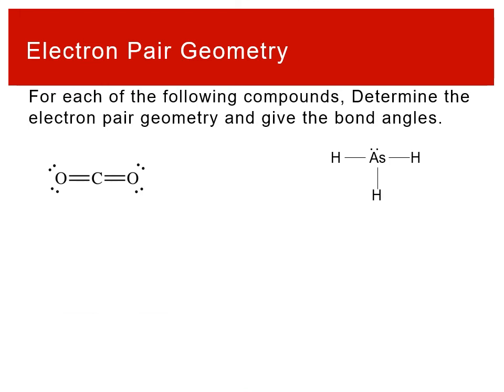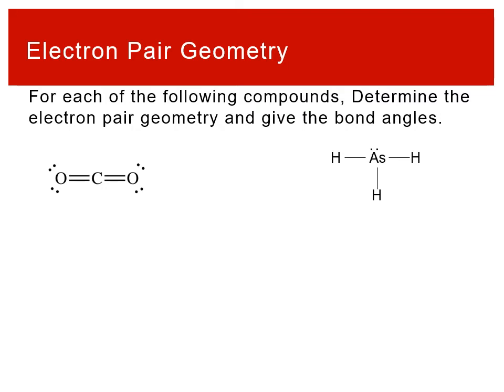All right, so let's look at some examples then of determining electron pair geometry. I have CO2 on the left and AsH3 on the right. We're just going to start from Lewis structures. The first thing is always going to be determine Lewis structures. So if you were given a formula, you take that formula and turn it into a Lewis structure. Here I have Lewis structures, so we're going to start from that.